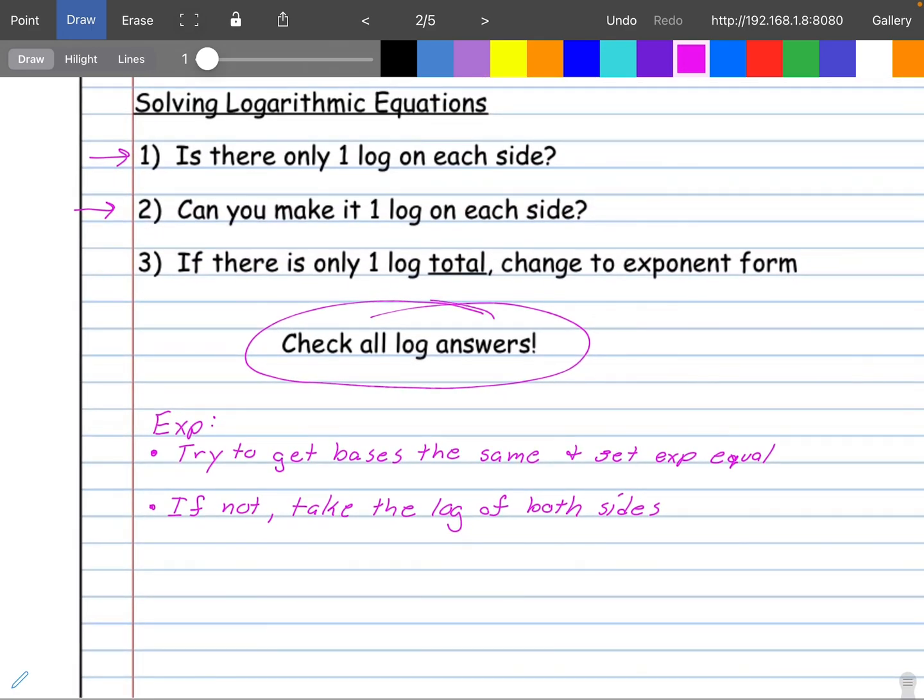Okay, so that is our general plan of attack for solving. And remember, for logarithms, always check, because you cannot take the log of negative or 0. Alrighty, so that is it for Chapter 3.